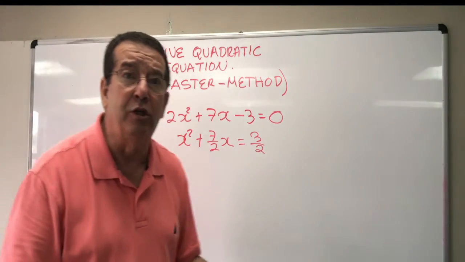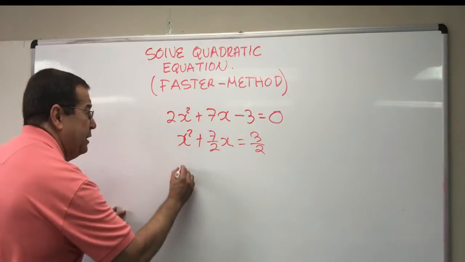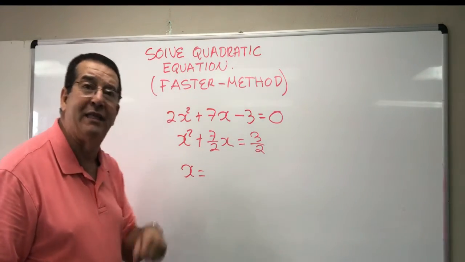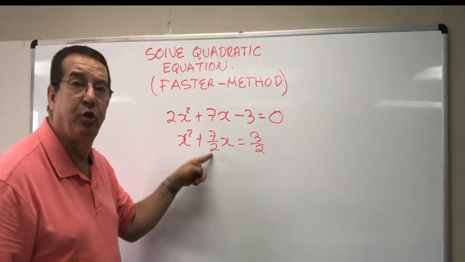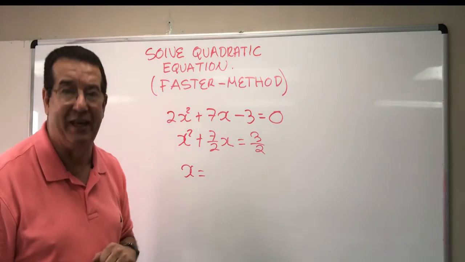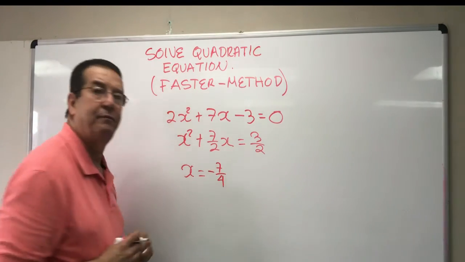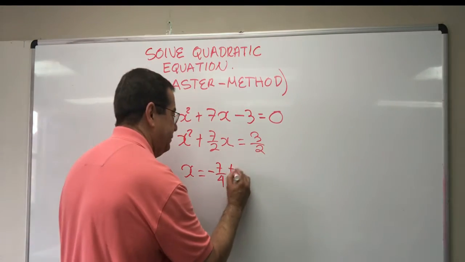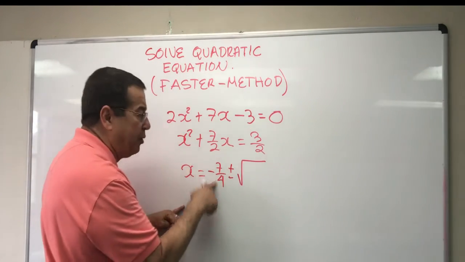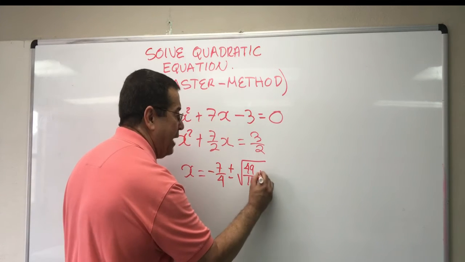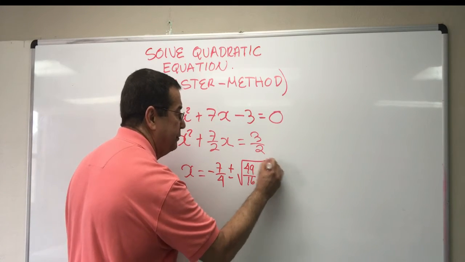Now, what do you do? Go directly to the solution. This is basic. x is equal to 7 over 2 divided by 2, which is 7 over 4, and you change the sign: negative 7 over 4, plus and minus the square root. This number squared is 49 over 16, plus 3 over 2.